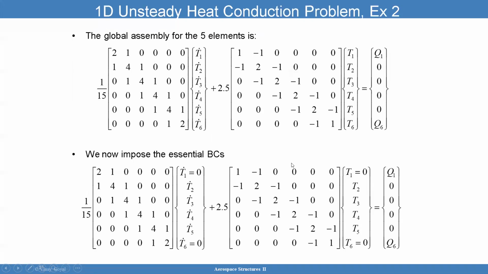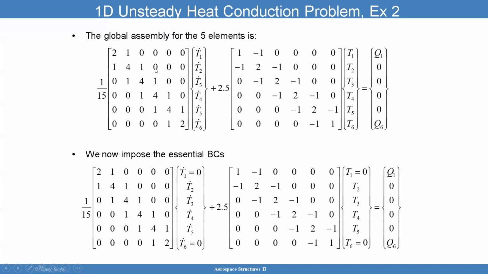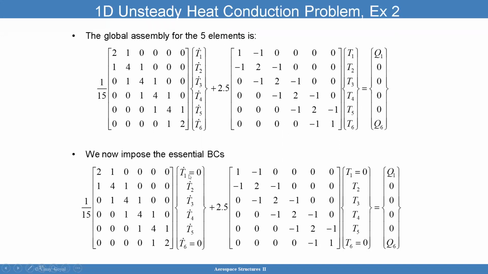I can then assemble it because the nodes are shared across element boundaries. And when I impose the boundary conditions, which are the temperatures, I get this. And now I can reduce the system to what matters, what I want to solve for, because I already know this T1 and T6. So all I don't know is T1 through T5.